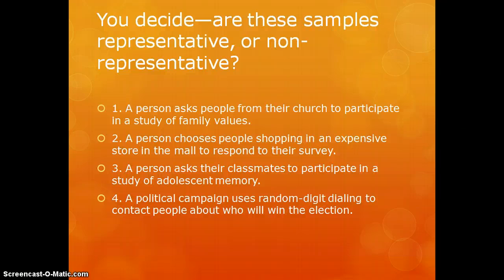The second, a person chooses people shopping in an expensive store in the mall to respond to their survey. The third, a person asks their classmates to participate in a study of adolescent memory. The fourth one, a political campaign uses random digit dialing to contact people about who will win the election. So that just means random digit dialing is a computer chooses combinations of numbers and it just happens to call people. All right, so take a moment, answer that.